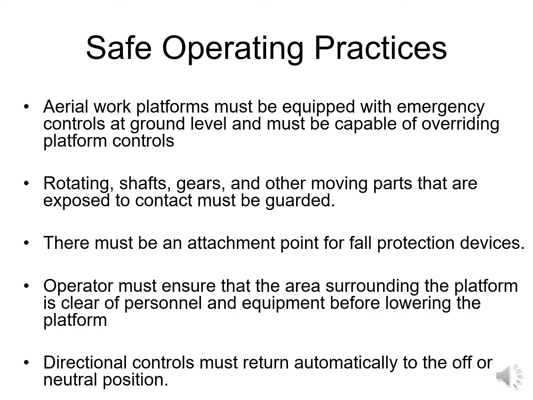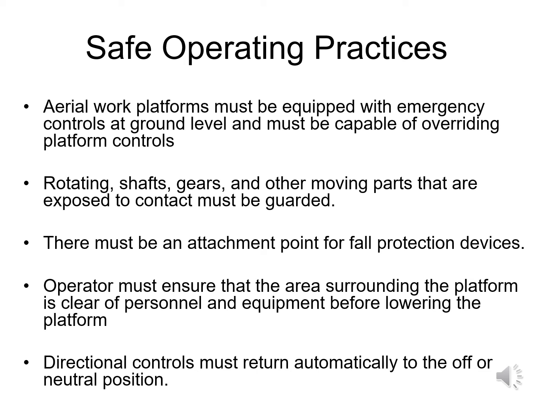Safe operating practices. Aerial work platforms must be equipped with emergency controls at ground level and must be capable of overriding platform controls. We want to be able to lower the platform in case of emergency, so the ground controls must function. Rotating shafts, gears, and other moving parts that are exposed to contact must be guarded. There must be an attachment point for fall protection devices.